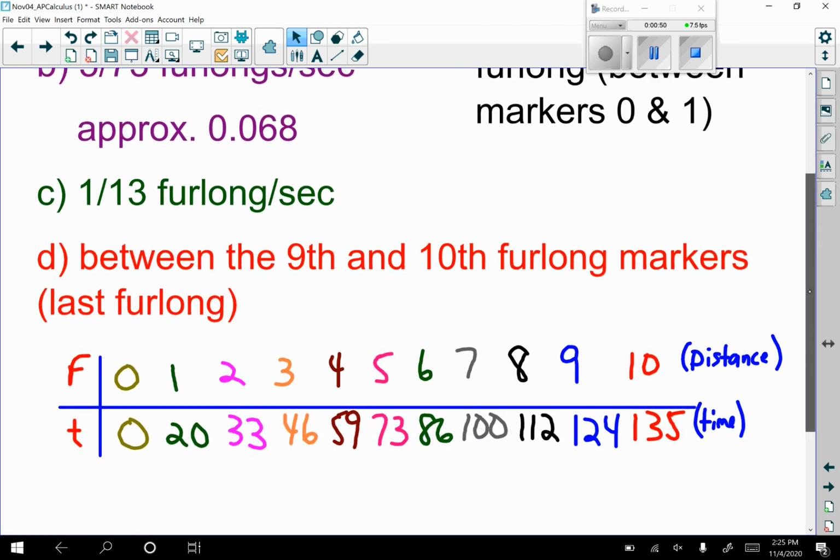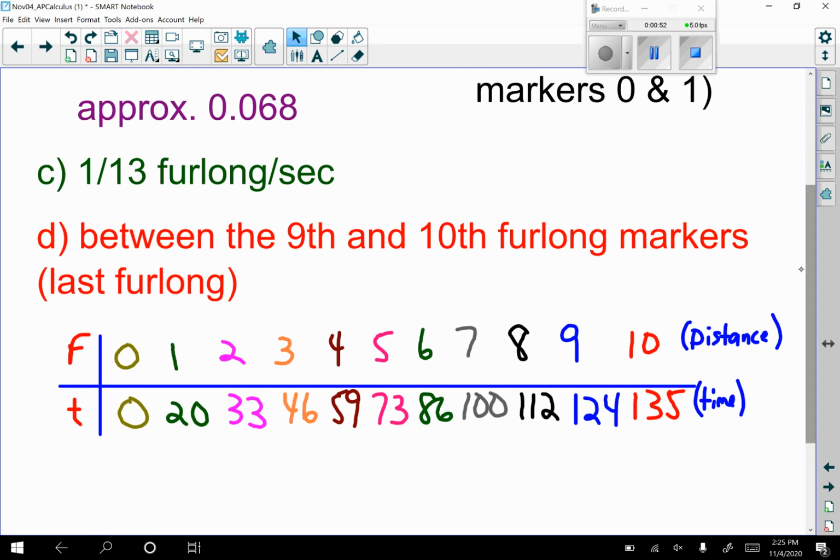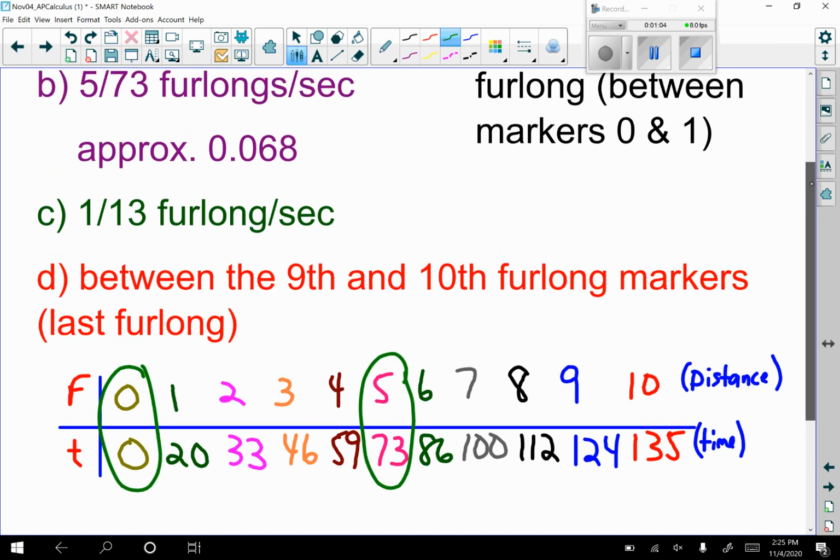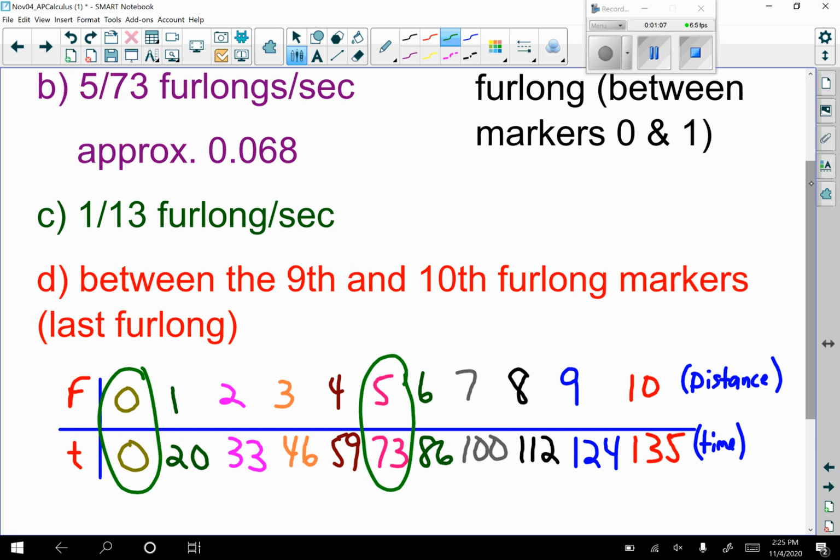We're used to being asked what it is, kind of like we're looking at the first 5 seconds. Here, though, we're looking at the first 5 furlongs, so we need to put this ordered pair with this one and just find the change in distance over the change in time. So here this would just become 5 minus 0 over 73 minus 0. So that's where we're getting 5/73 furlongs per second.